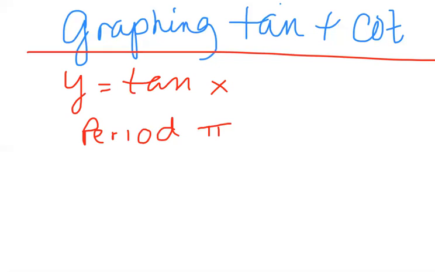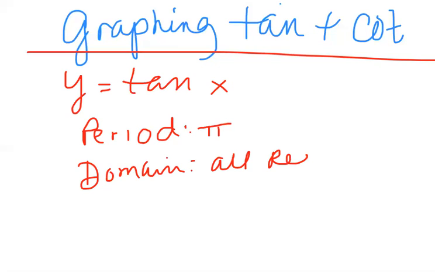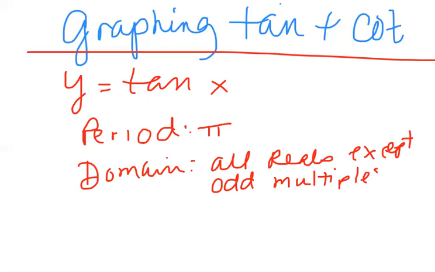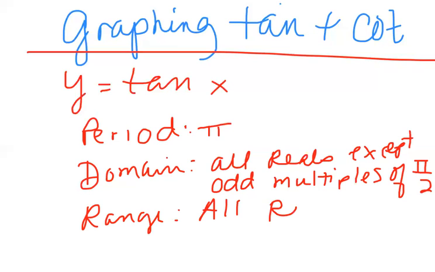Now, the domain of tangent includes all real numbers except odd multiples of pi over 2. And I'll show this to you in a little bit, when I go to the chart, as in pi over 2, 3 pi over 2, negative pi over 2, negative 3 pi over 2, and so forth and so on, okay? Now, the range, on the other hand, has no restrictions. The range is all reals.